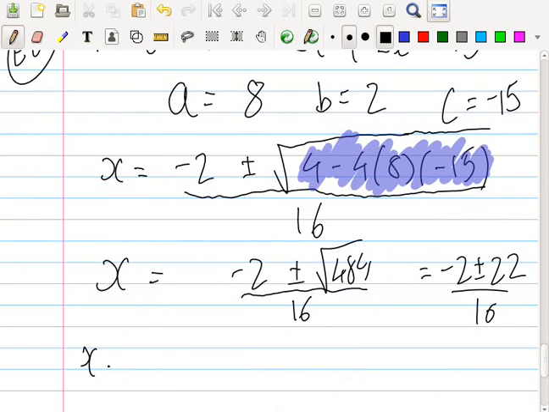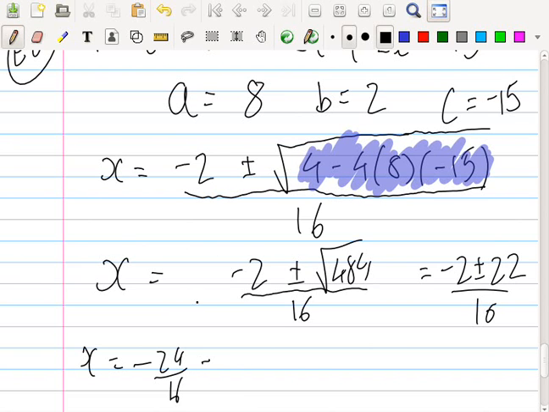So let's take the minus first. Minus 2 minus 22, that's minus 24 over 16, which can be simplified as 12 over 8, 6 over 4, 3 over 2. Is that right? I should be seeing people checking this on their calculator. So is this minus 3 over 2?